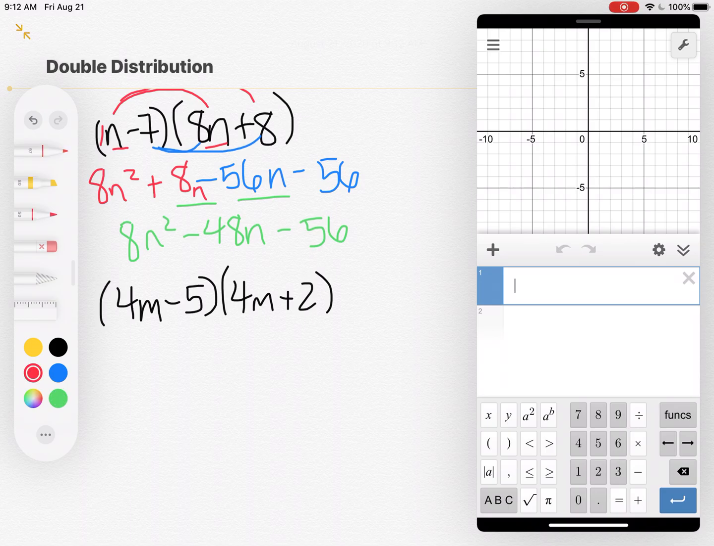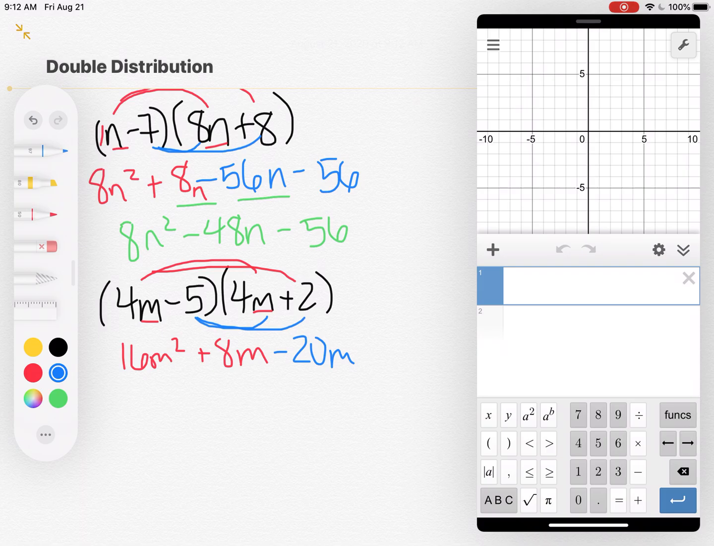Let's try another one. So I start off by distributing the first term, which is 4m. 4m times 4m is going to be 16. M times m is m squared. 4m times 2, 4 times 2 is 8, and then we have an m there as well. Distributing negative 5. Negative 5 times 4m is negative 20m. Negative 5 times 2 is negative 10.